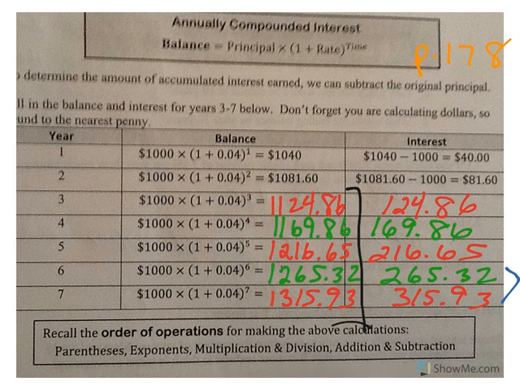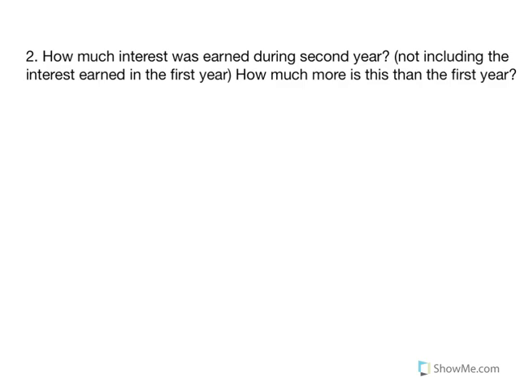Let's go to page 179. Okay, at the top of page 179, you'll see questions 2 and 3. I challenge you to hit pause and try to answer these two before you watch the explanation, but that's really up to you. All right, so I talked about these questions kind of in general, but now let's look at them specifically and let's quantify our answers. So in number 2, how much interest was earned during the second year, not including the interest earned in the first year?